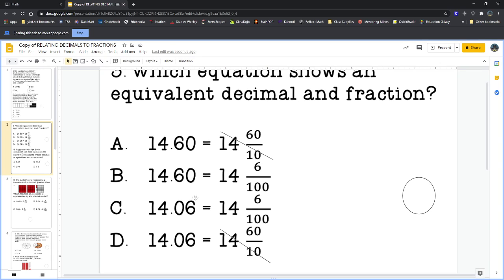Looking at these 2 answer choices, which one of them has the right number behind the decimal? Which one shows me an equivalent decimal and fraction? Should I pick B or should I pick C? Kylie, since you helped me out earlier, what do you think? What makes you pick C instead of B? Why do you think it's better?